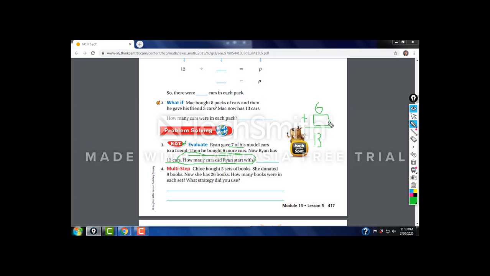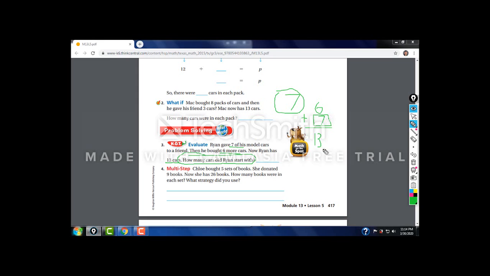So 6 plus something, because he gave 7 away. He gave 7 away, so he had those 7 also. Right? And after he gave those 7, he bought 6 more. So now he has 13. Well, 6 plus what equals 13? 7.